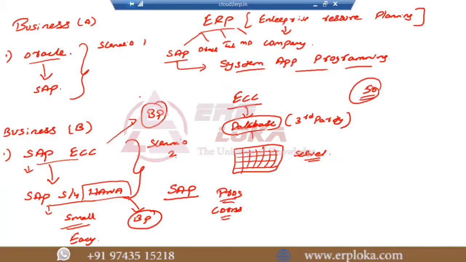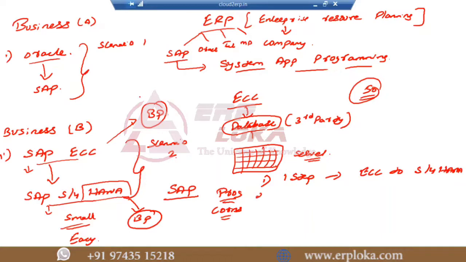So considering these pros and cons, the business is a little bit afraid to directly convert from ECC to S/4HANA. They don't want to convert directly from ECC to S/4HANA. So there are some steps. There are types of conversion. One step is nothing but from ECC to S/4HANA directly. You can directly convert. It takes time.